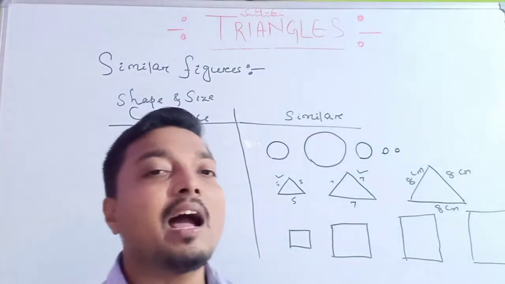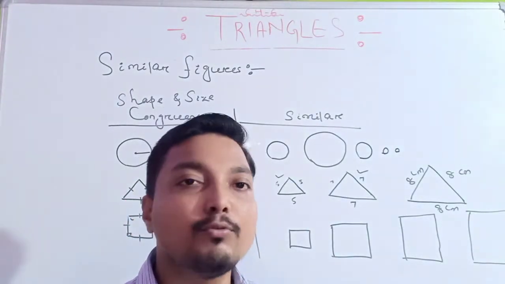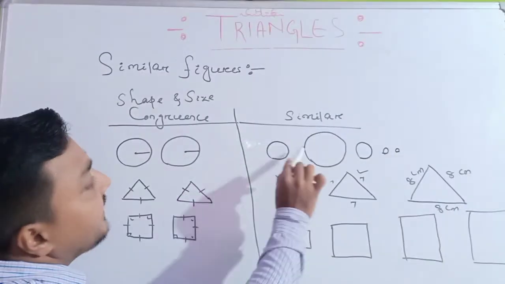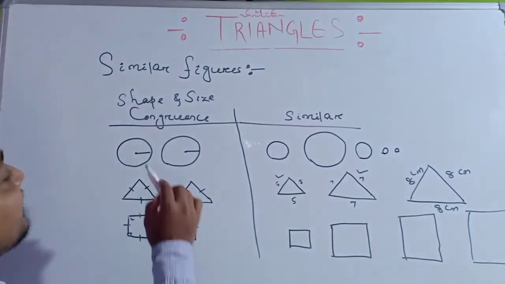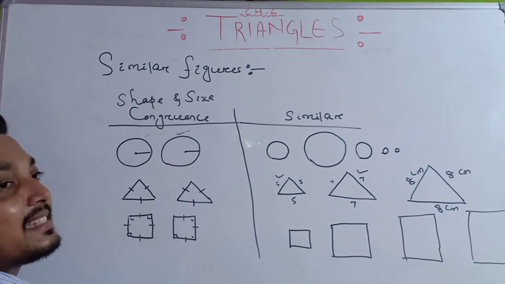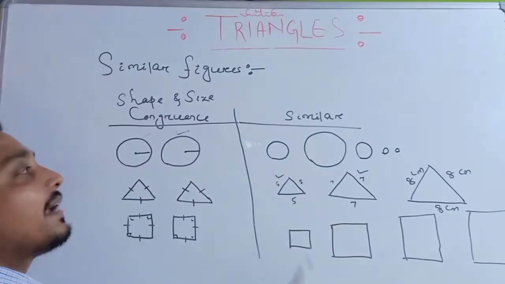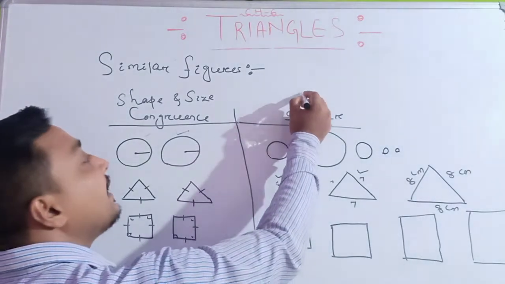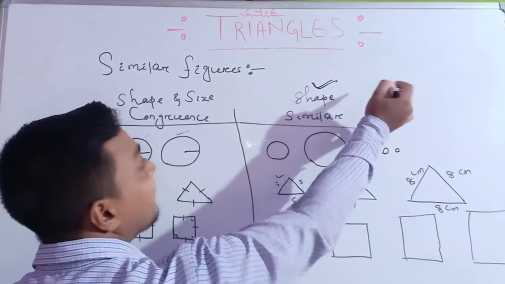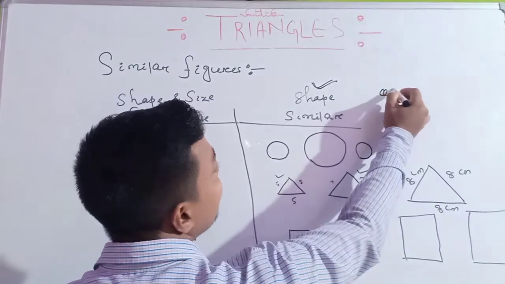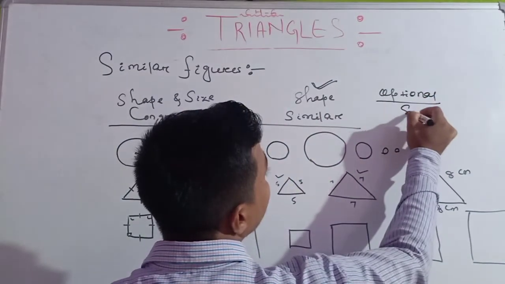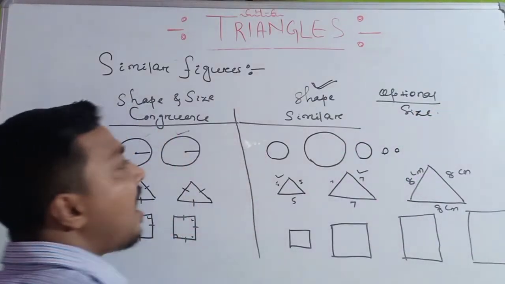Another important thing I want to say to you, you just have to remember. Here is a congruent figure, here is a similar figure. Congruent means both have the same shape and the same size. But for similar, I want only the shape. Only the shape is important; after this, size is optional. Which one is optional? Size is optional.